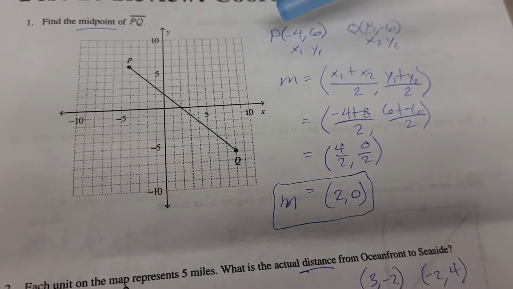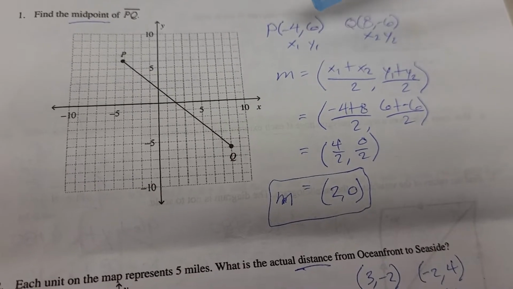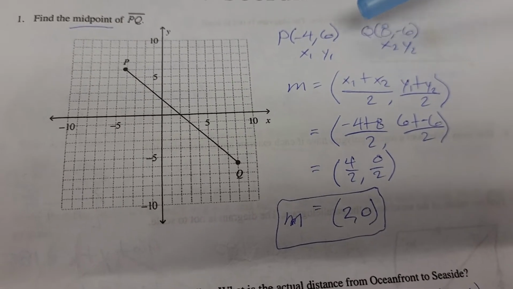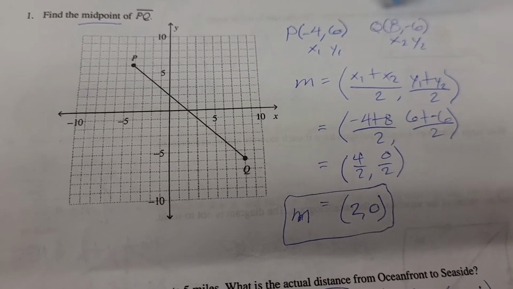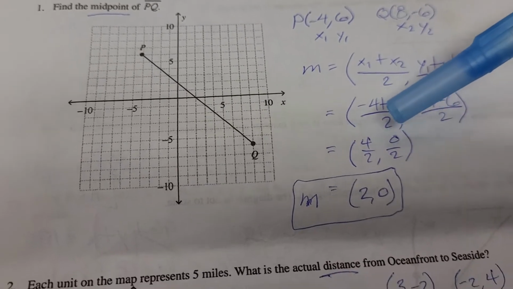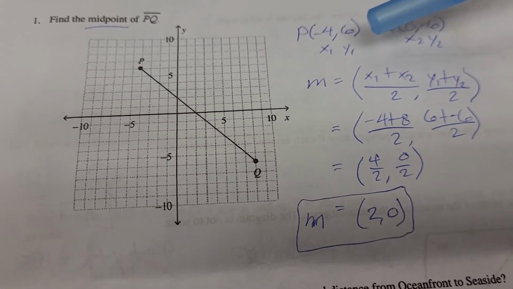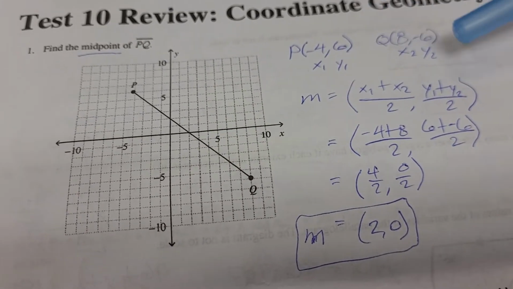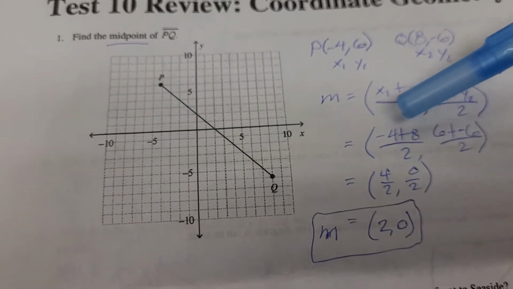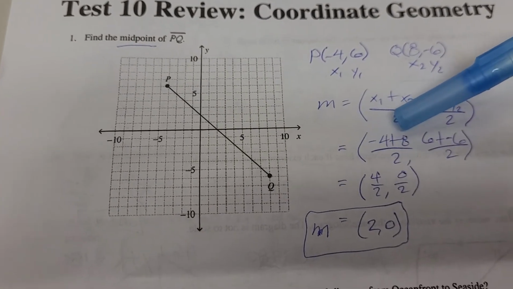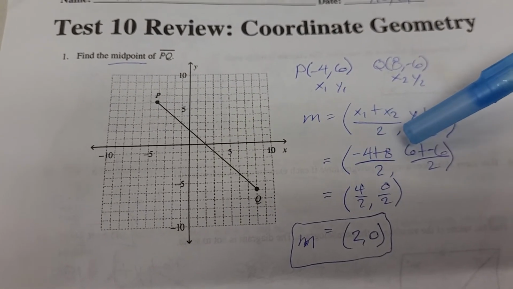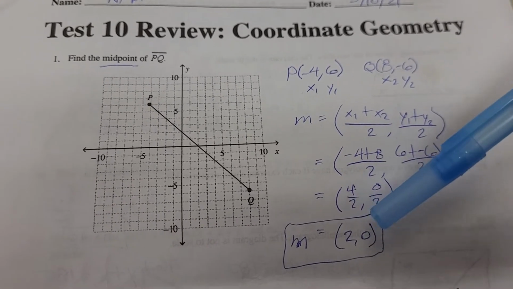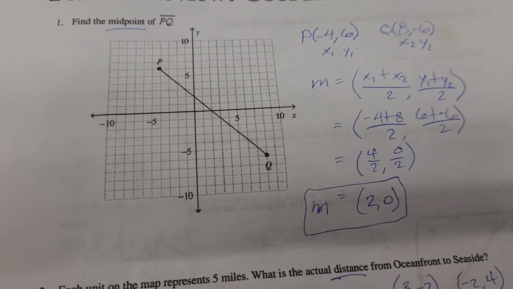First thing you need to do is label both your points. This is the first one, so x1, y1. This is the second one, so x2, y2. So let's add up my x's, negative 4 plus 8, divided by 2. And I'm going to do the same thing with the y's: 6 plus negative 6 over 2. Negative 4 plus 8 is 4. 6 plus negative 6 is 0. 4 over 2 is 2, and 0 over 2 is 0. My midpoint here is 2, 0.